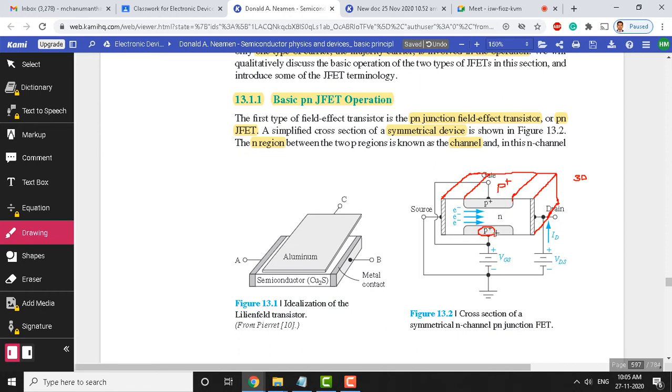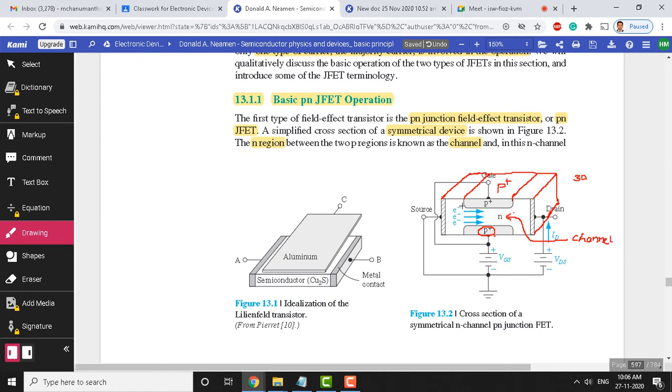Between these two P plus regions, there is an N region here, and this is called a channel. So, I would like to write here, this is a channel, this region here. This is the channel that you see here.